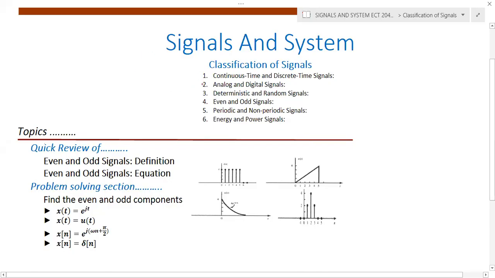In this lecture, we will mainly discuss the classification known as the even and odd signal classification. This is a signal system lecture series, and we already discussed a couple of classifications. In this particular lecture, we will discuss the concept of even and odd signals. We will discuss the basic definition, equation, and we'll do some problems.